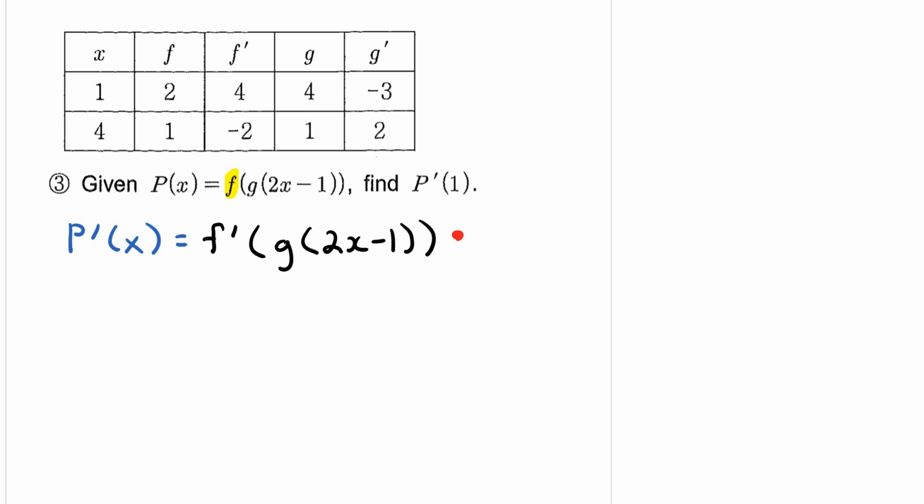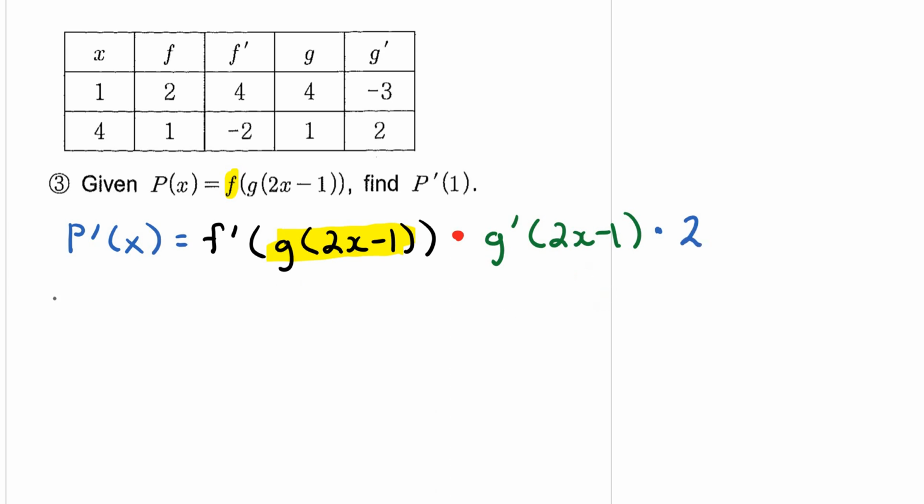Now I need to multiply by the derivative of this inside. The way that starts off is that this g is the outside function. So g prime, and then everything remains the same. And then we take the derivative of 2x minus 1, which is going to be just 2. So there's my derivative right there.